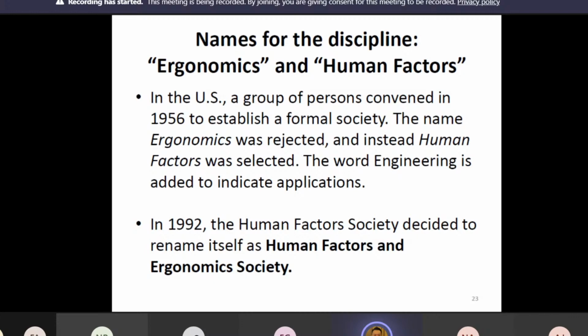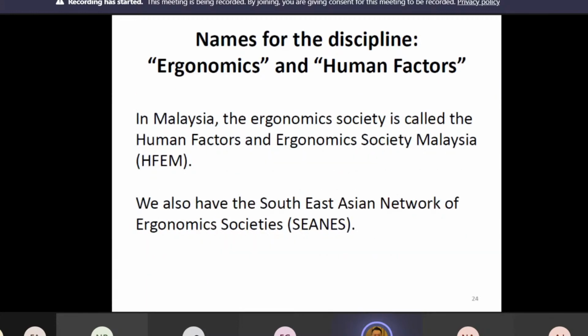So in 1992, in the US, they wanted to rename their society from Human Factors Society to Human Factors and Ergonomics Society. How about in Malaysia? In Malaysia, we have our own ergonomics society, called HFEM, the Human Factors and Ergonomics Society Malaysia. Basically this society is within the SEANES organization, the Southeast Asian Network of Ergonomics Societies.